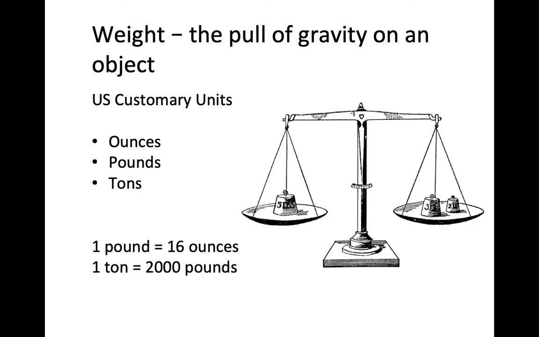When we talk about weight, we usually use US customary units: ounces, pounds, tons. There are 16 ounces in a pound, ounces being the smallest unit. And then, if we're in just 1 ton, there's 2,000 pounds.